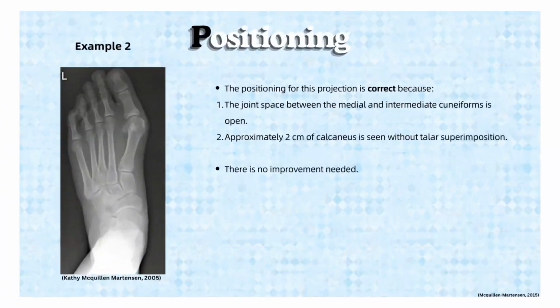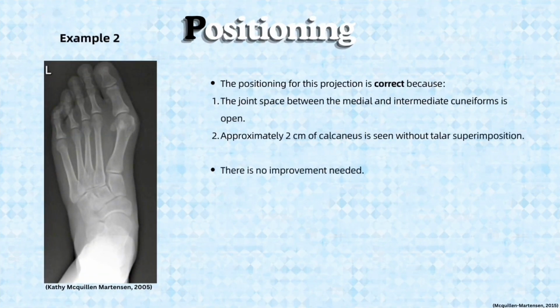Next, let's look at the second example. The positioning for this projection is correct because the joint space between the medial and intermediate cuneiforms is open. Next, approximately 2 cm of calcaneus is seen without talus superimposition, so there is no improvement needed.